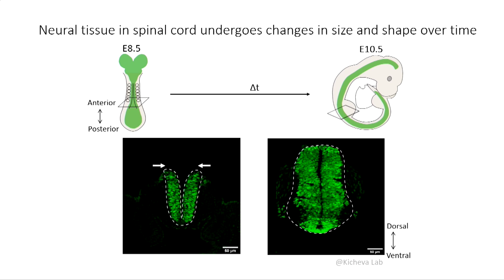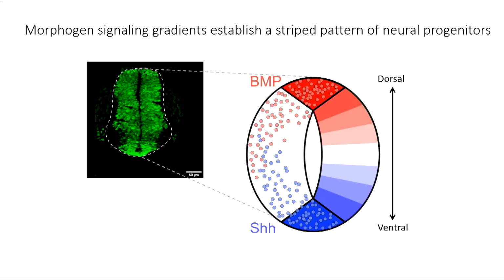One is that neural tissue in the spinal cord undergoes change in size and shape over time. So here you see how it looks 8 days after fertilization, and then over 48 hours, it starts to fold. Initially you have the neural plate, so it's not a tube, then it starts to form, and then it closes. So there is change in shape.